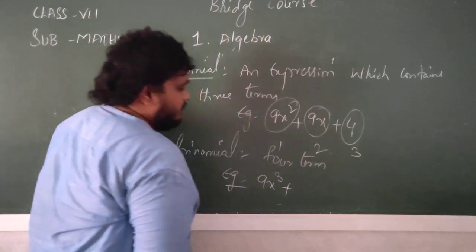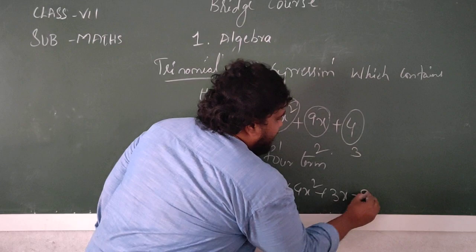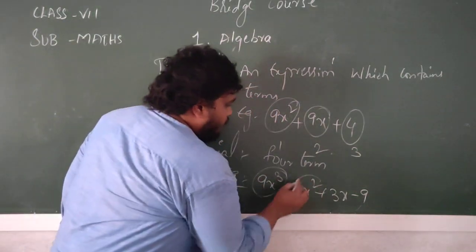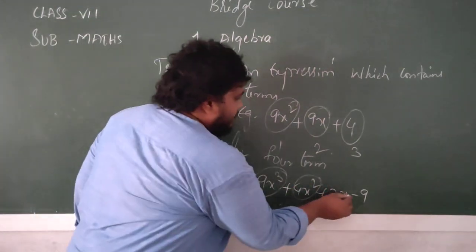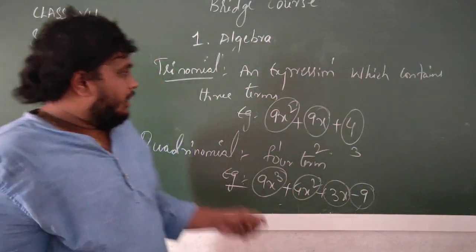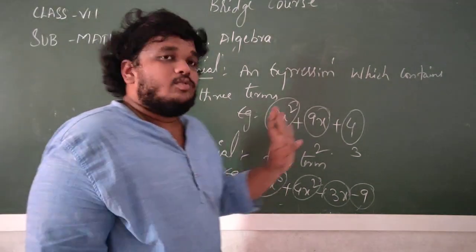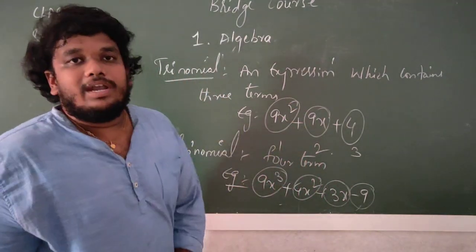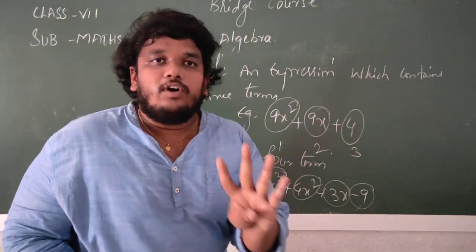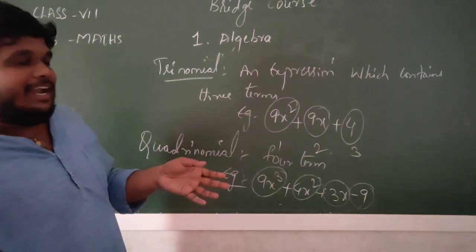9x cube plus 4x square plus 3x minus 9. See, 9x cube is one term, 4x square is the second term, 3x is the third term, and minus 9 is the fourth term. So an expression which contains 4 terms is known as a quadrinomial. Is it clear for everyone? Yes. Okay, I repeat again.